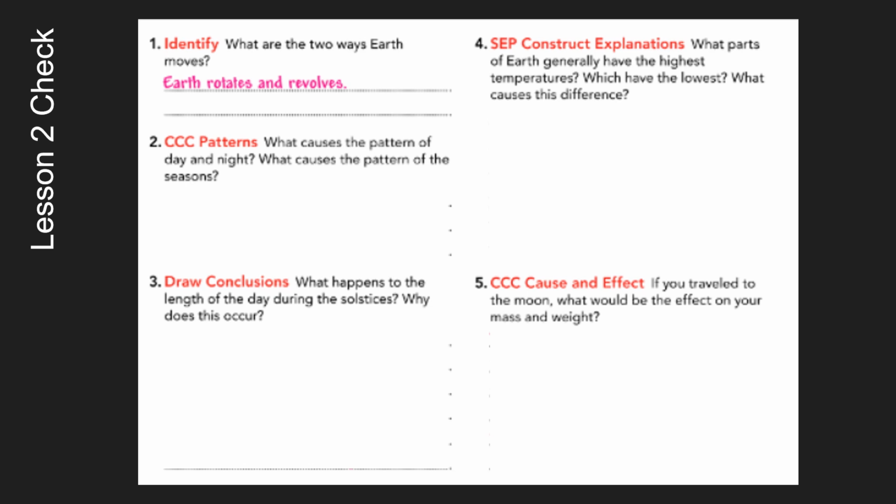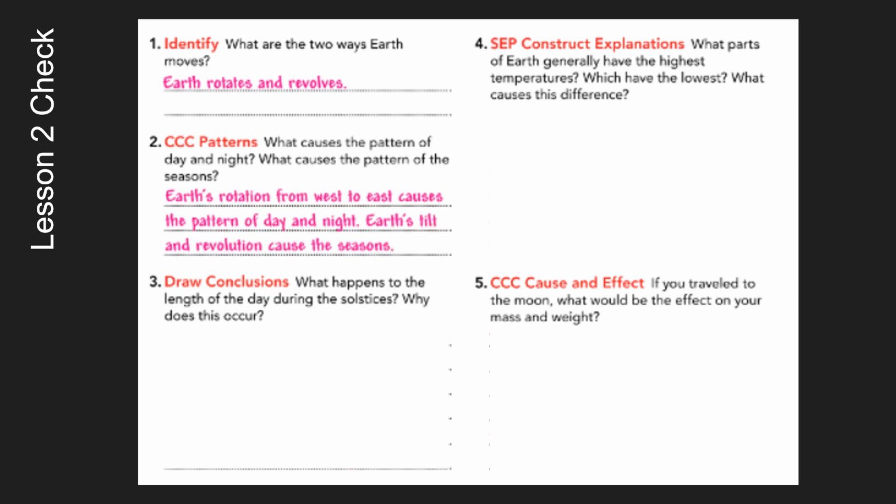2. What causes the pattern of day and night? What causes the pattern of the seasons? Earth's rotation from west to east causes the pattern of day and night. Earth's tilt and revolution cause the seasons.